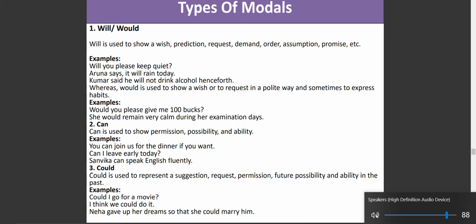Could is used to present a suggestion, request, permission, future possibility, and ability in the past. Could I go for a movie? I think we could do it. Neha gave up her dreams so that she could marry him.